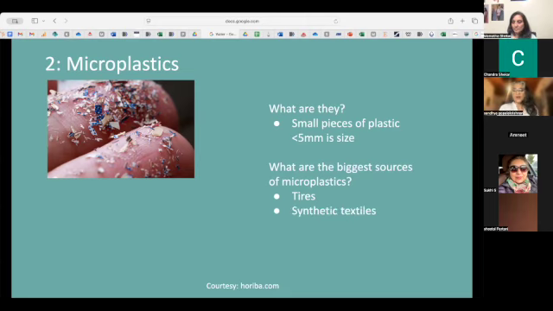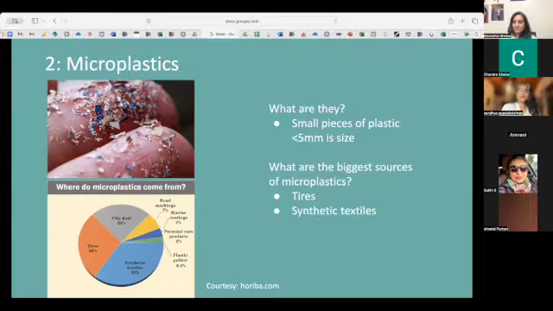The second one is synthetic textiles. There's a company called Horiba which has this very nice pie chart. If you look at the sources, you see tires, synthetic textiles, and then city dust. This is dust from all the crap that gets in, including microplastics from the tires. That also goes into the water, but it also goes into the air. Everything else, like bottles and plastic things, is just a very small piece of this pie.